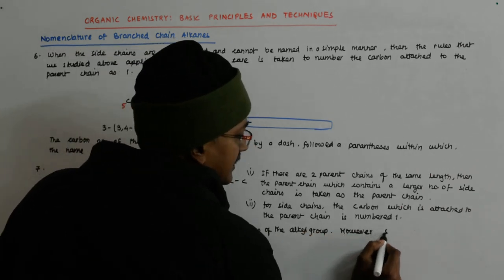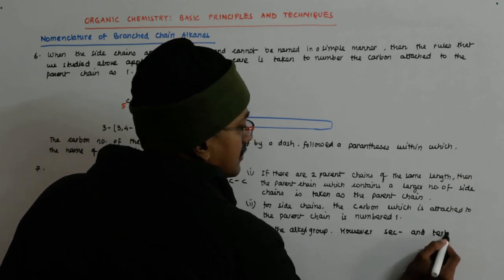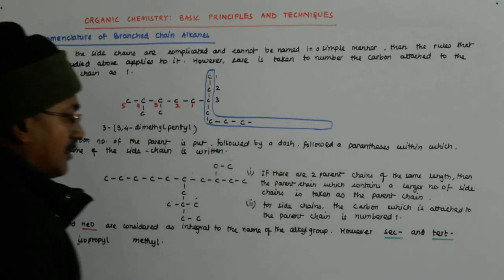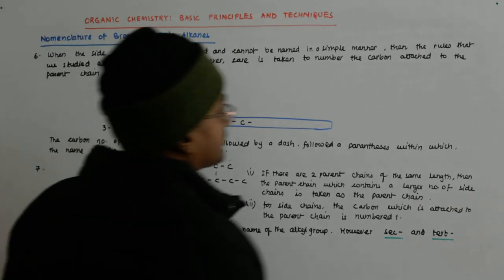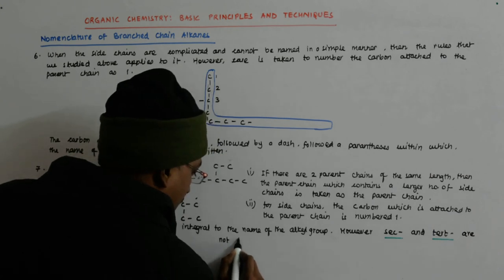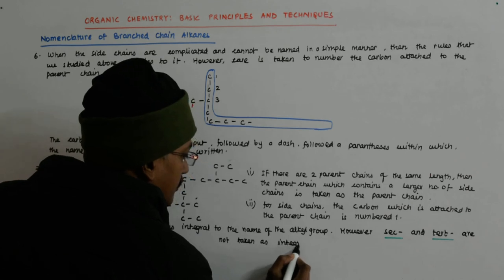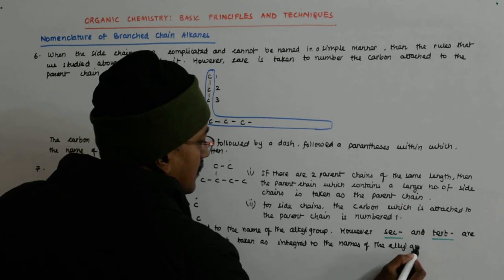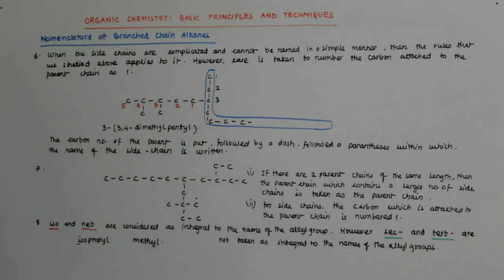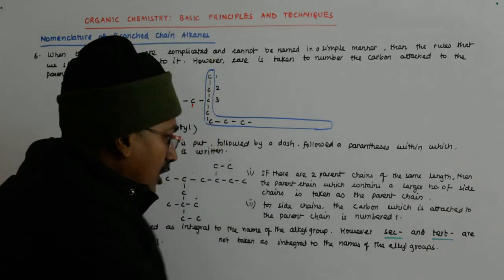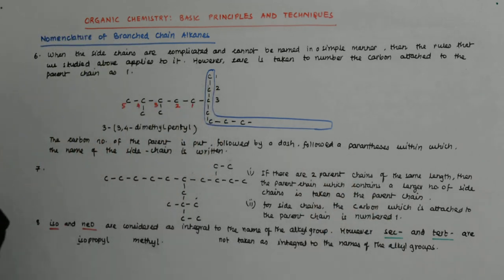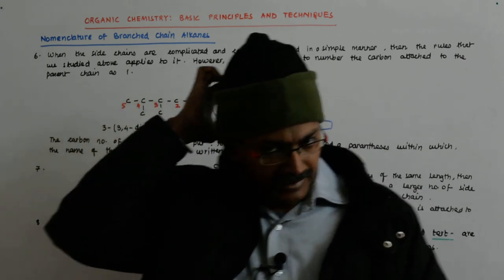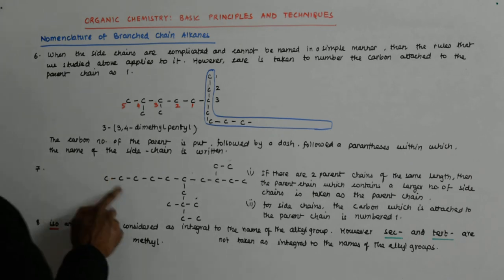However, sec and tert are not taken as integral to the names. Okay. So if it is sec butyl, then it will not be the sec that will decide, it will be the B of the butyl that will decide it. Why? Because this is just indicating that the carbon is a secondary one or a carbon is a tertiary one. Understand? Fine?